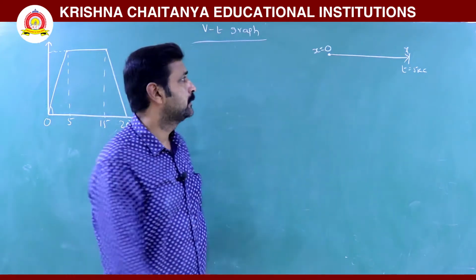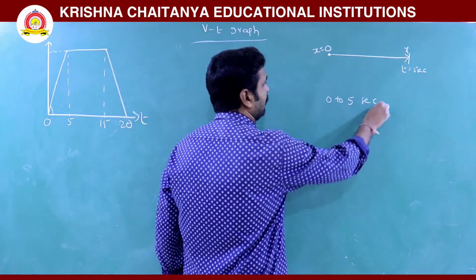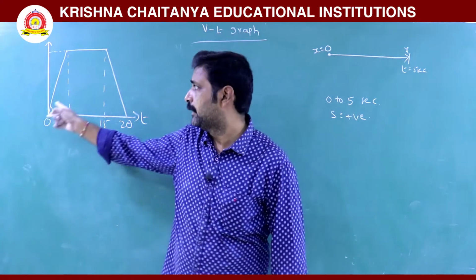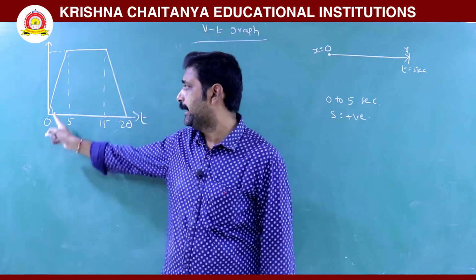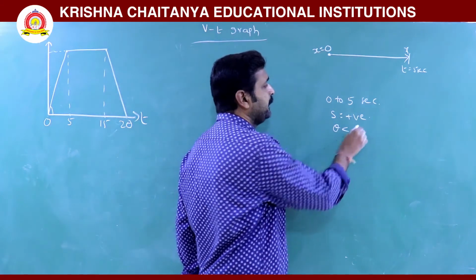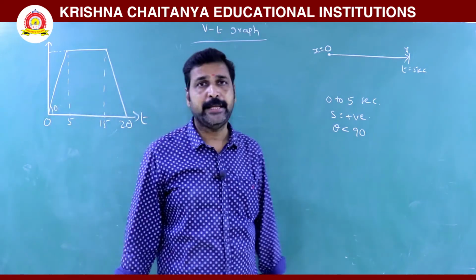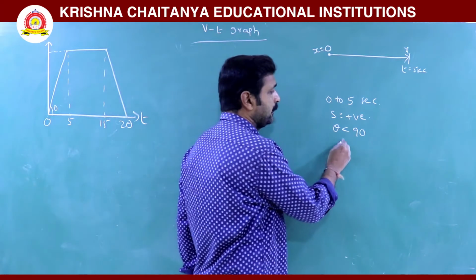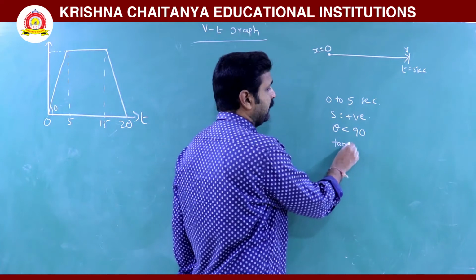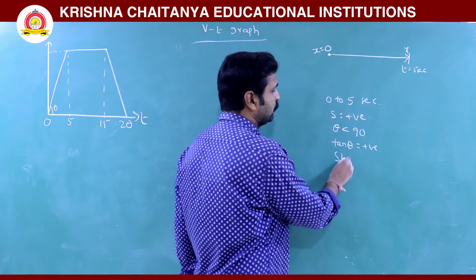Why? Because from 0 to 5 seconds, displacement is positive. Look at the graph. This is positive, and here the angle is less than 90. Since theta is less than 90, tan angle is positive. What does tan angle give? Slope.